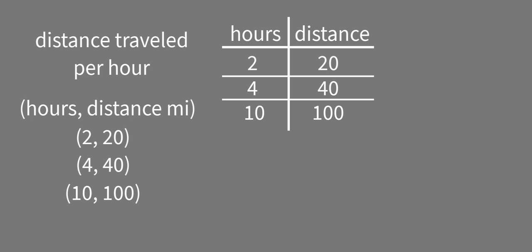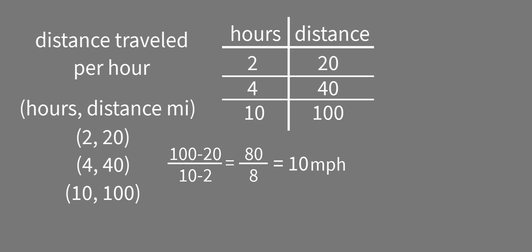So now we're going to look at the change in distance over the change in time in hours. We'll use the two extremes first: 100 minus 20 over 10 minus 2. That equals 80 over 8, which equals 10, and that would be miles per hour. We could use 40 minus 20 over 4 minus 2, that equals 20 over 2, which equals 10 miles per hour.